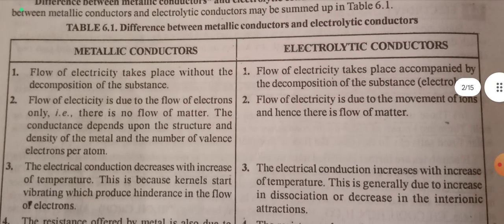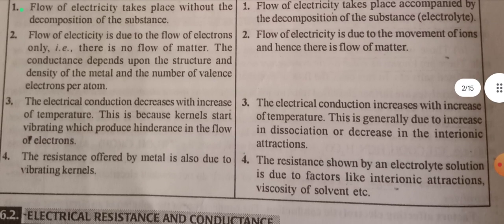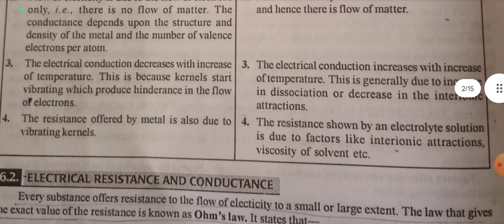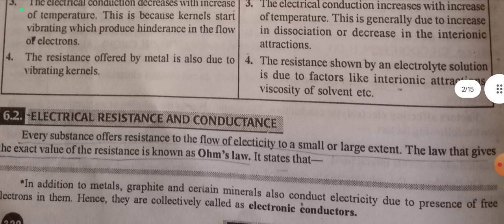Electrolytic conductors: flow of electricity takes place accompanied by the decomposition of substance. Electrolyte: flow of electricity is due to movement of ions and hence there is flow of matter. The electrical conduction increases with increase of temperature. This is generally due to increase in dissociation or decrease in the interionic attraction. The resistance shown by electrolytic solution is due to factors like interionic attraction, viscosity of solvent, etc.